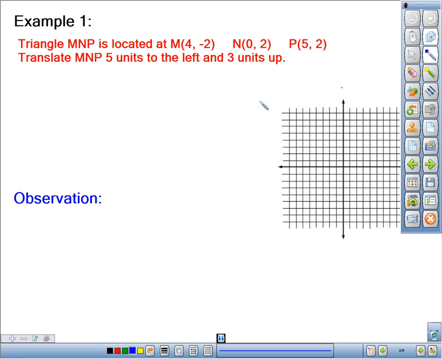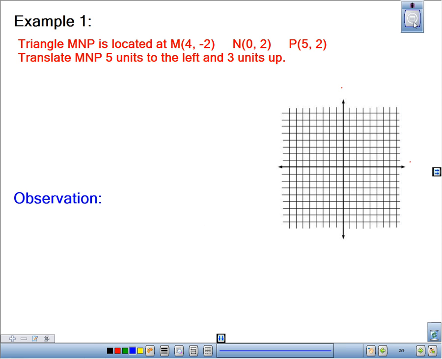Let's take a look at our first example, and I'm going to get that out of our way. So let's draw our triangle. We've got triangle MNP, and it's located at the following points. So let's go ahead and graph them real quick. So M is at 4, negative 2. So I'm going to go right 4, down 2.